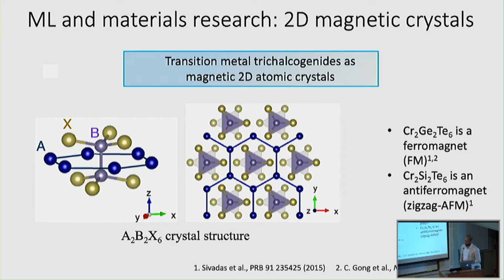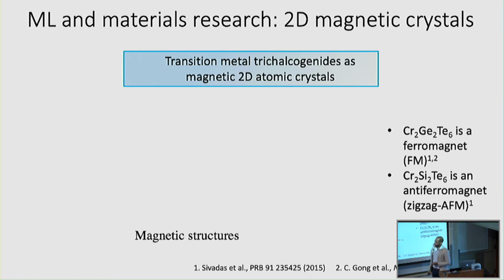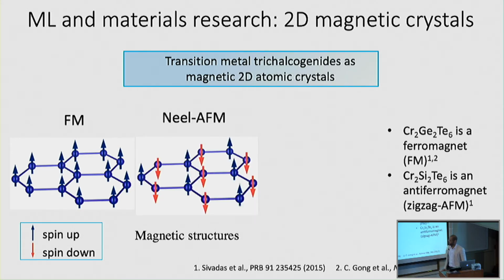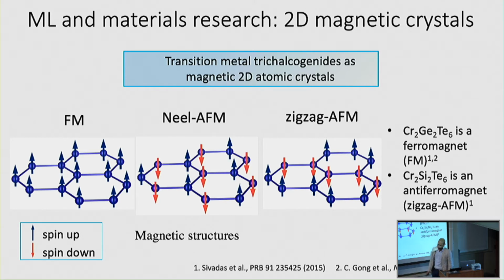Chromium silicon telluride is another of these 2D materials, and it turns out that chromium germanium telluride is ferromagnetic. That means all the spins at the chromium sites align, pointing in the same direction, but chromium silicon telluride happens to be anti-ferromagnetic. So by changing one atom, germanium, to silicon, these are both non-magnetic atoms, you can still change magnetic order. So by changing the structure of your material, you can change its properties.